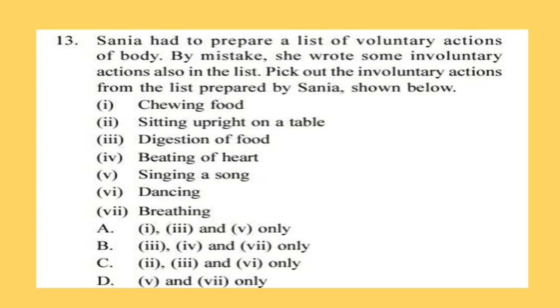Question 13. Sanya had to prepare a list of voluntary actions of body. By mistake, she wrote some involuntary actions also in the list. Pick out the involuntary actions from the list prepared by Sanya shown below. Chewing food, sitting upright on a table, digestion of food, beating of heart, singing a song, dancing, breathing. Choose your option and write it down.